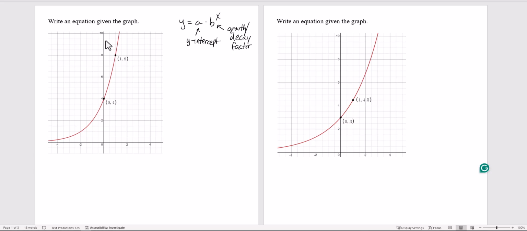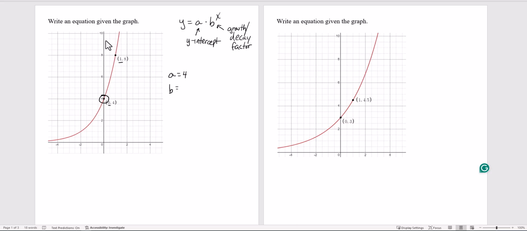So in this graph right here, we can see that our exponential graph crosses the y-axis at 0, 4. So a, our y-intercept, is 4. Now to get b, our growth factor, since this is exponential growth, we want to look at 2 points that have consecutive x values. So here we have 0 and 1. Those are back to back, those are consecutive. So we're going to use these 2 points to determine b.